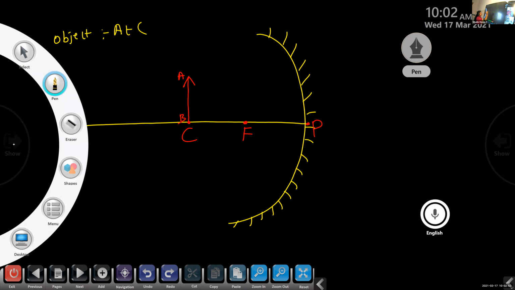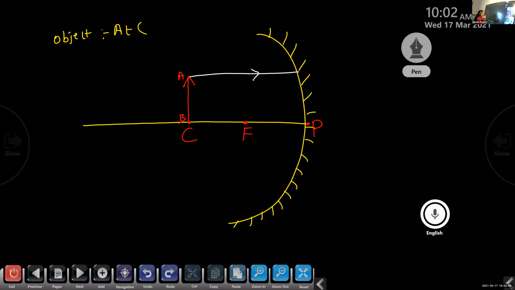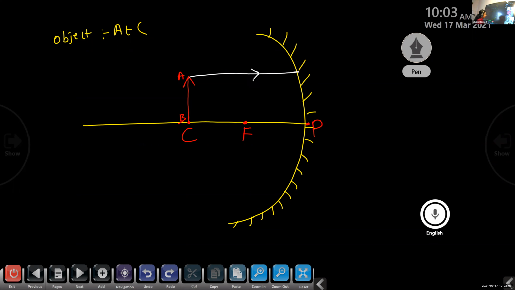The first ray is the one that comes parallel to the principal axis. The ray of light that comes parallel to the principal axis, after the reflection, what happens to that ray of light? It passes through the principal focus. Yes, it is reflected through the principal focus.